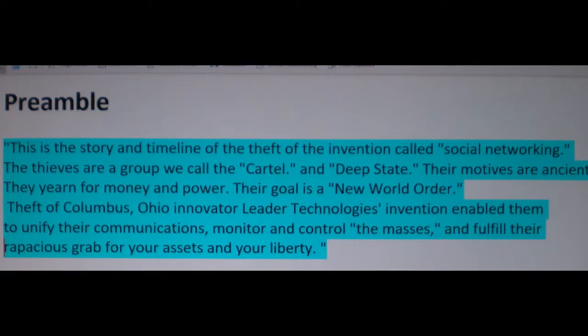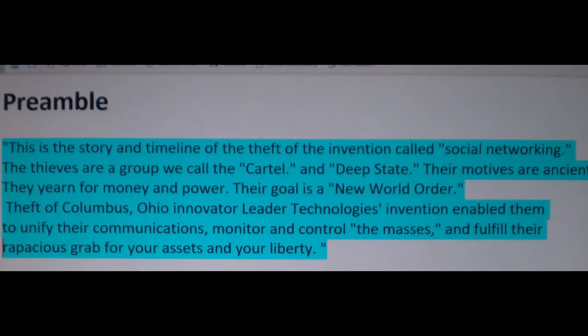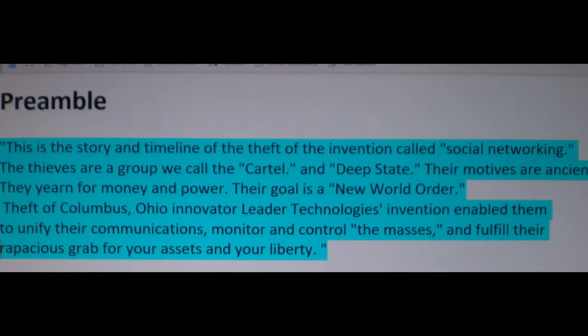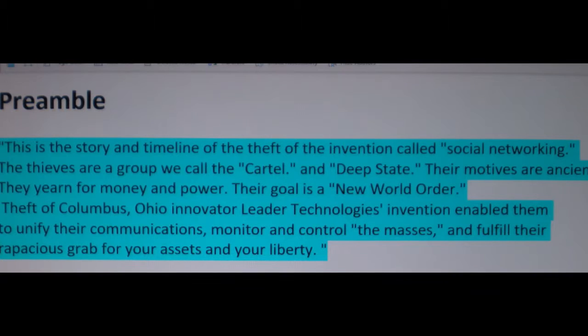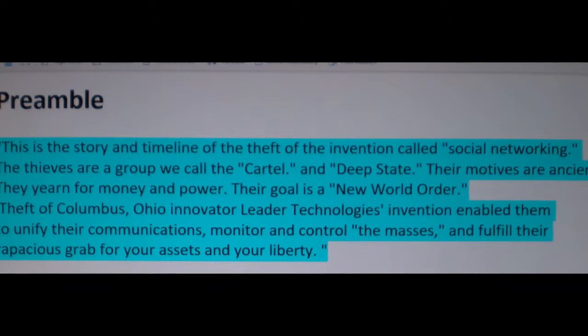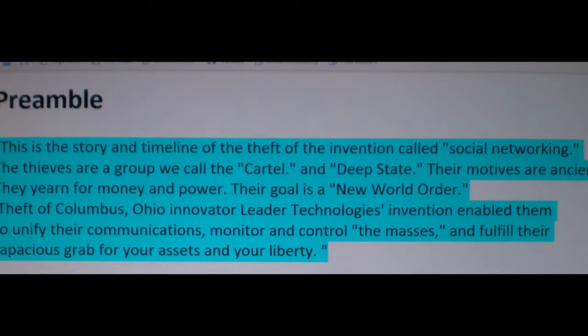Preamble. Quote, "This is the story and timeline of the theft of the invention called social networking. The thieves are a group we call the cartel and deep state. Their motives are ancient. They yearn for money and power. Their goal is a new world order. Theft of Columbus, Ohio innovator Leader Technologies' invention enabled them to unify their communications, monitor and control the masses, and fulfill their capricious grab for your assets and your liberty.